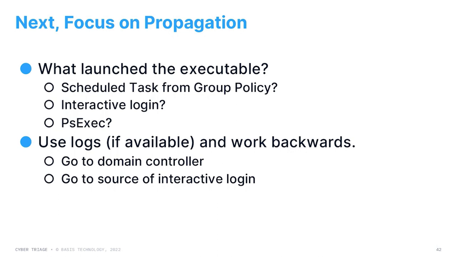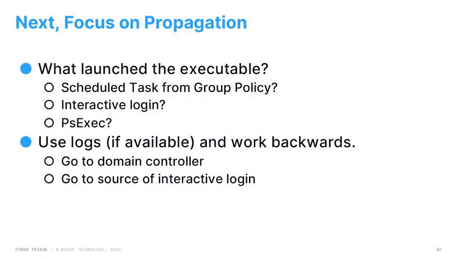In that case, we had Conti, but we can then figure out, was there a scheduled task to run it? Was it from PSExec? Was it from interactive login? And work our way backwards from there to figure out which host was the one that actually propagated it. And then you can use logs available and work your way backwards. If it did come from group policy, go back to the domain controller, right? If it came from interactive login, go back to that system.